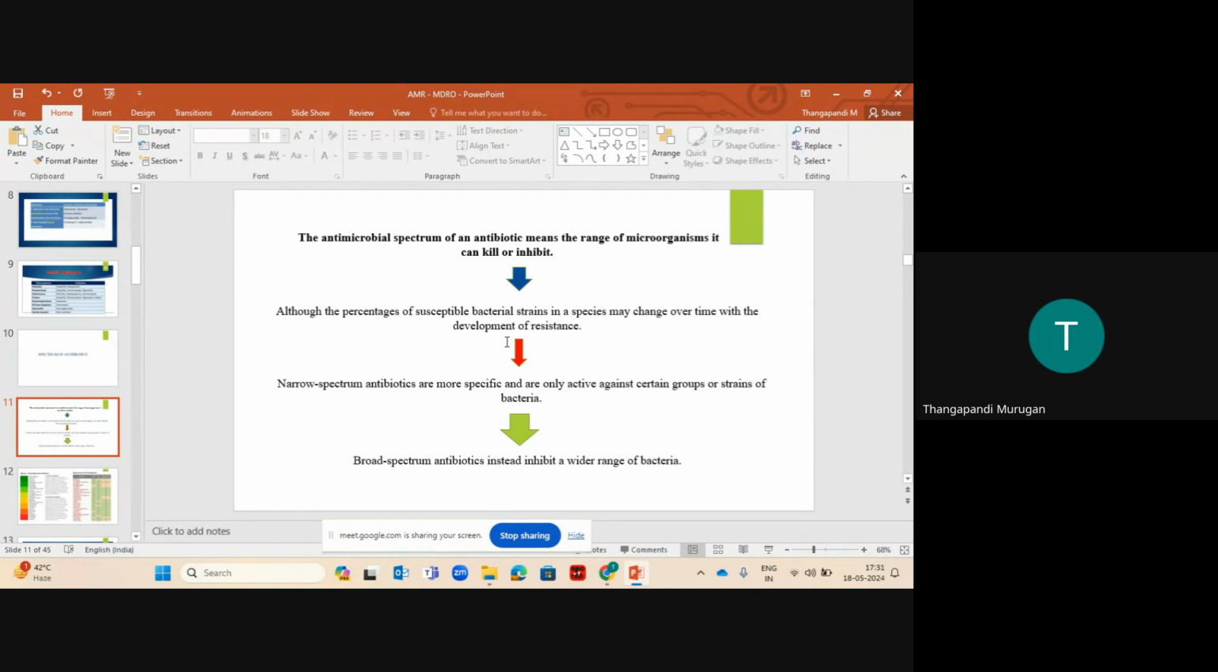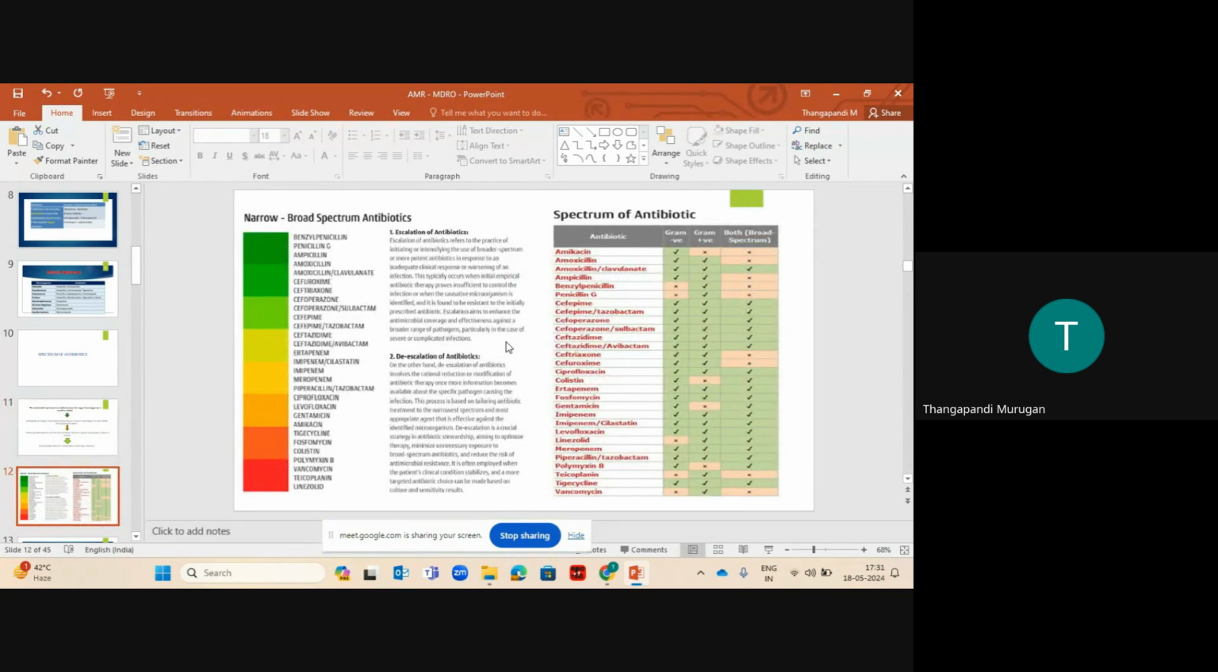It is a gram-positive, an anaerobic, and then a gram-negative infection, because we categorize them for our comfort. If you have an idea about gram-positive infection, you know which antibiotics are available to treat it, just like how we differentiate gram-positive and gram-negative. So here you can see the slide.